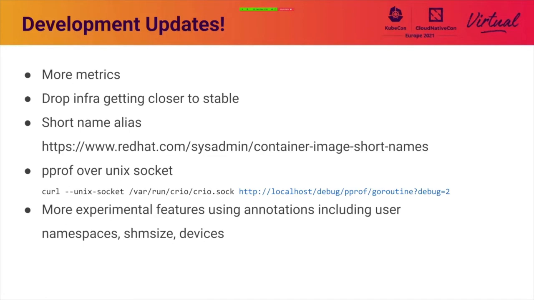We have been using the pattern of enabling experimental features using annotations in CRI-O to test and refine them before proposing them for inclusion as first-class features in Kubernetes. Urvashi will cover user namespaces and Sasha will cover seccomp profile generation in the talk today. Besides those, we have support for specifying shim size and enabling devices and containers using annotations. You can check out our docs for more details.